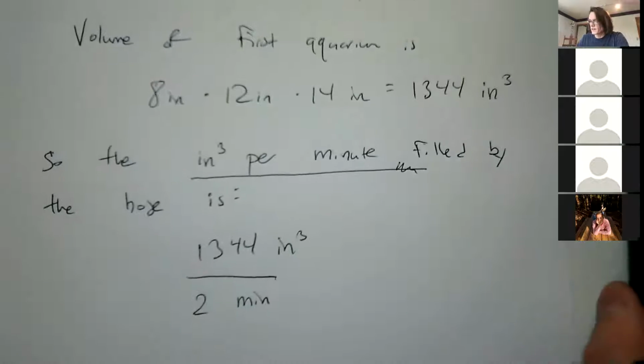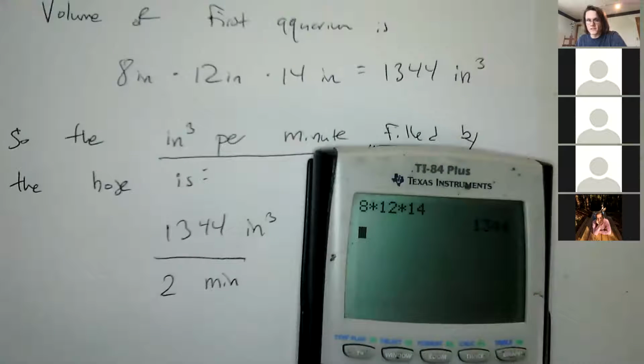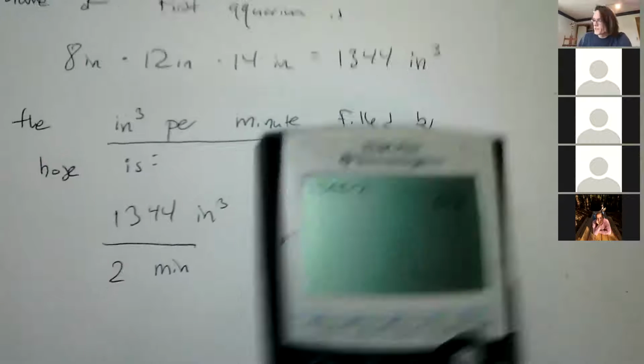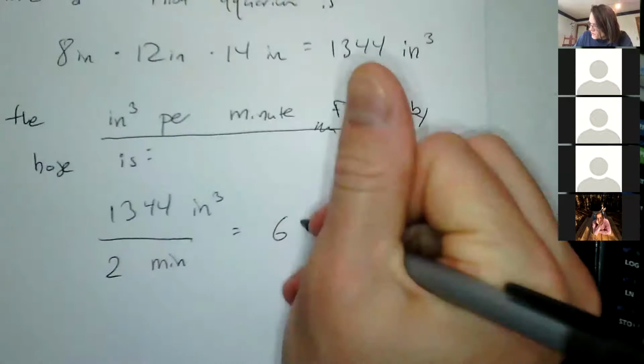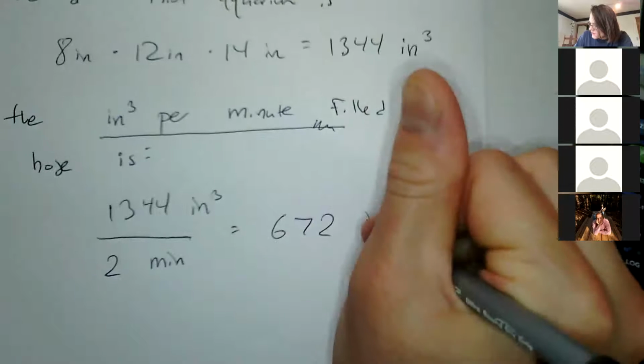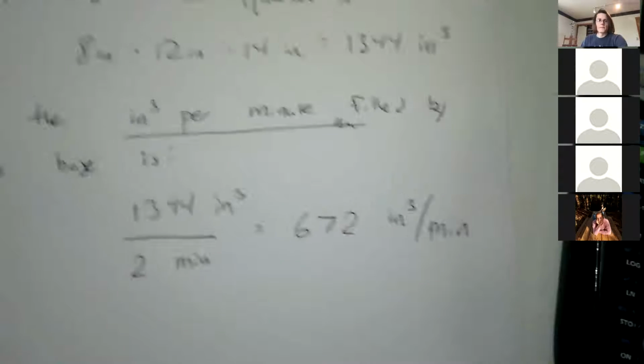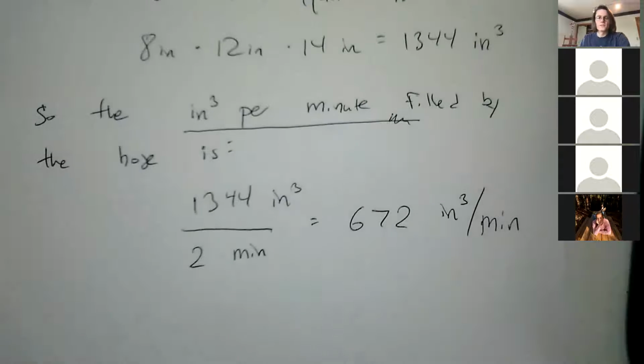And you can plug this in your calculator if you'd like a nice explicit answer. So I get 1,344 divided by 2, 672. So my hose fills 672 cubic inches per minute. All right. And so basically that's telling you the flow rate of the hose, like how much water is coming out of this hose, how fast it's coming out too. And now once we know this number, we can just scale it.